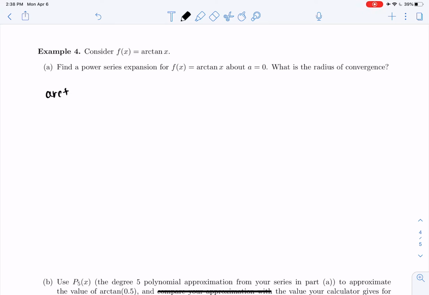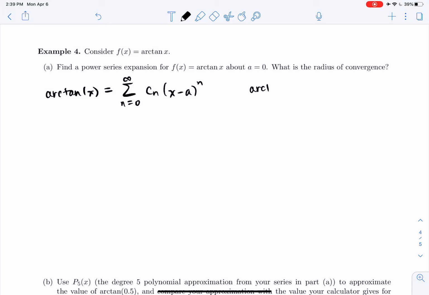arctan of x, we will be able to explicitly build its power series expansion in 11.10. But right now, we don't have those tools. And so instead, we're going to use what we already know about arctan.